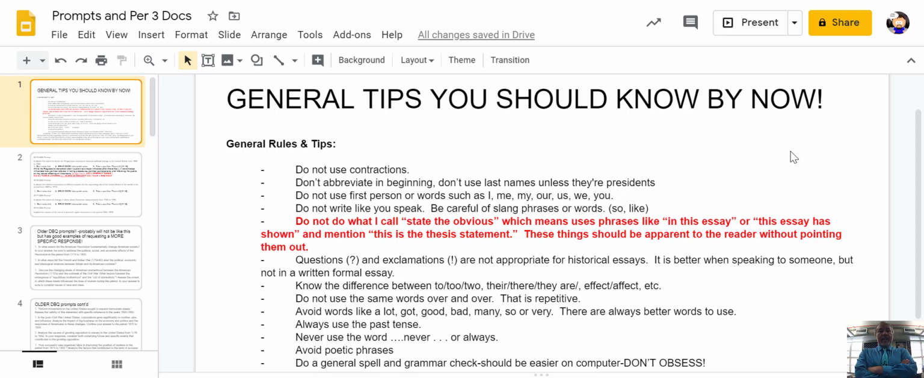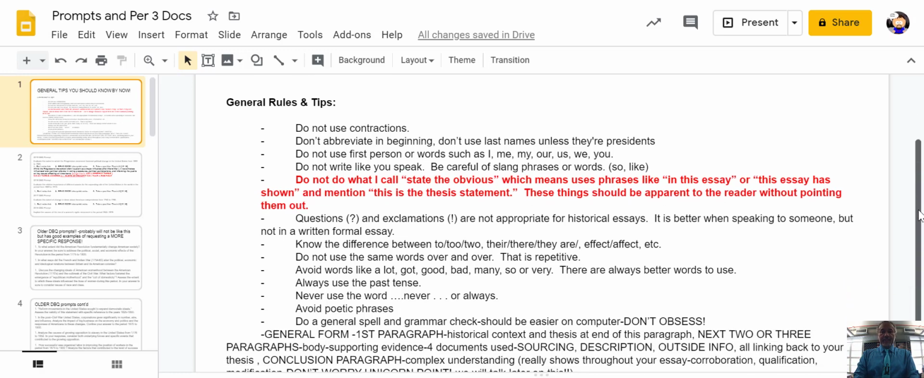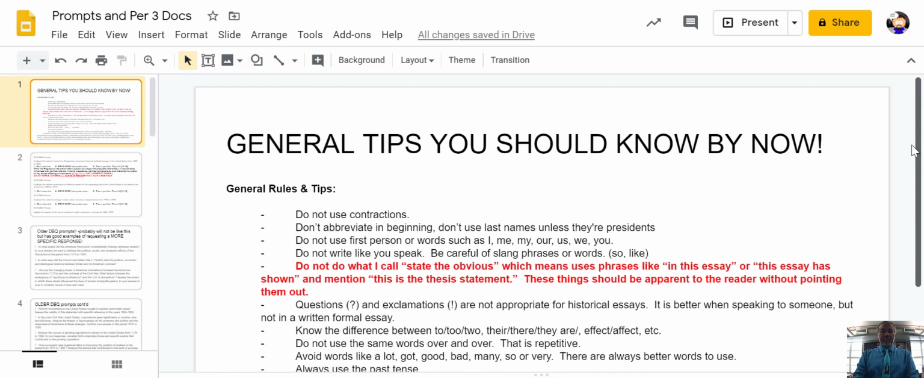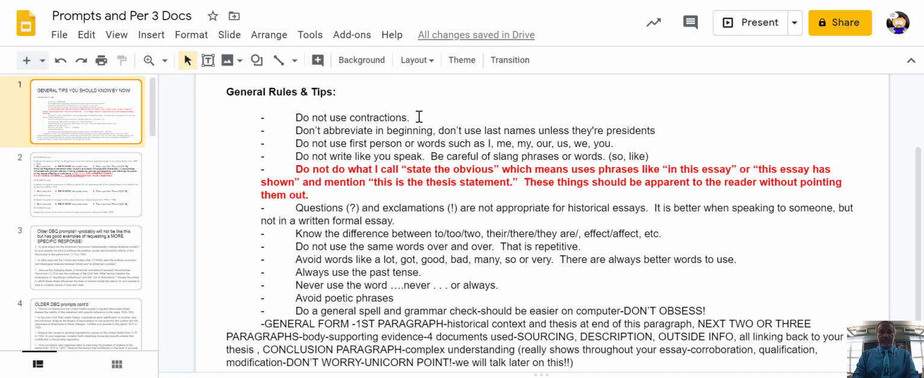All right. A lot of this stuff you should already know. It is stuff that I am going to keep repeating. But here we go. General tips you should know by now, as you will see on the screen, just about general stuff about the essay. Do not use contractions. Do not abbreviate at the beginning. Do not use last names unless they are presidents, and do not use first person words such as I, me, or you. These are not going to destroy you, but again, practice not doing that.